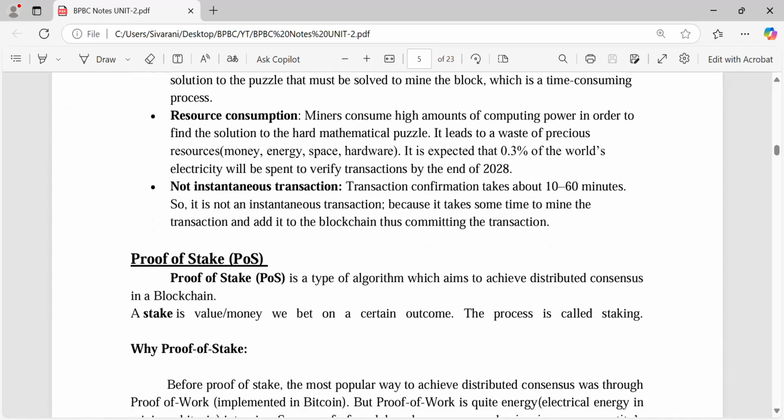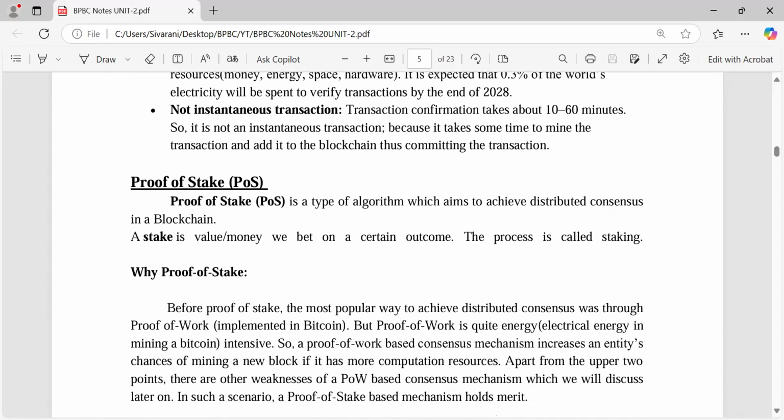Next algorithm, proof of stake. It is aimed to achieve distributed consensus in a blockchain. A stake is a value or money we bet on a certain outcome. The process is called staking.